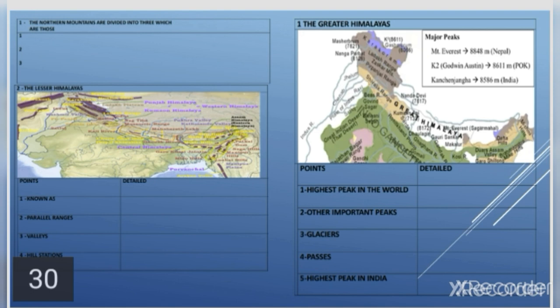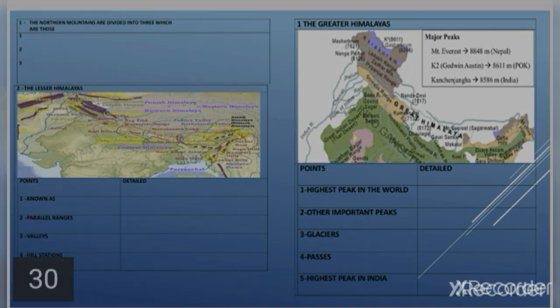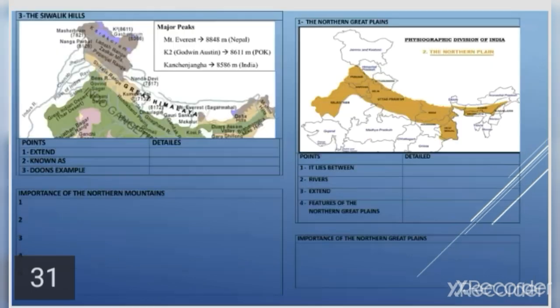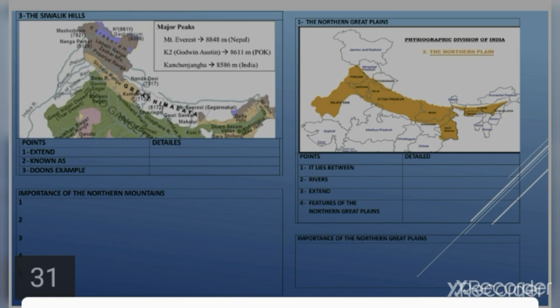Next one, the Greater Himalayas. In the Greater Himalayas, you have to write down the highest peak in the world, other important peaks, glaciers, passes, and the highest peak in India. Next question, the Shivalik Hills. With the help of this map, it extends from dash, and the Shivalik Hills known as dash, and examples of the domes. Importance of the northern mountains also, you have to write down 4 to 5 points.